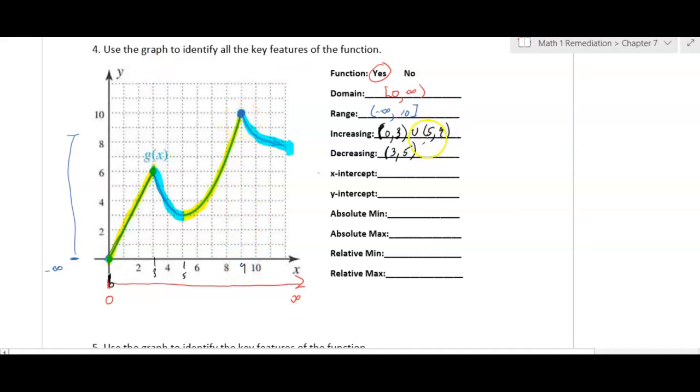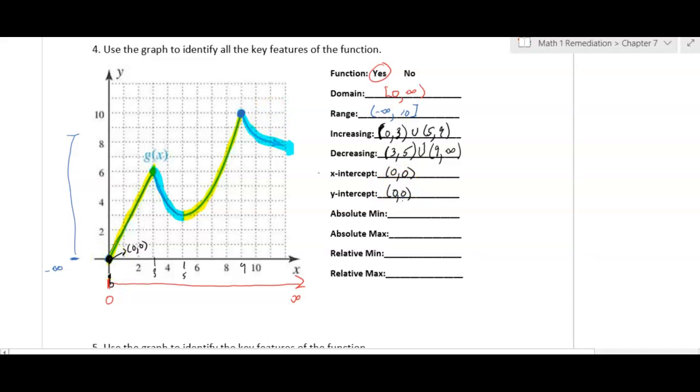Then at 9, I'm going to go union. It starts decreasing again from 9, and then it'll go all the way down to infinity. There is one x-intercept, and it's right here. That ordered pair is at (0, 0). And same with the y-intercept. This point here, the graph crosses the x-axis and y-axis at (0, 0).